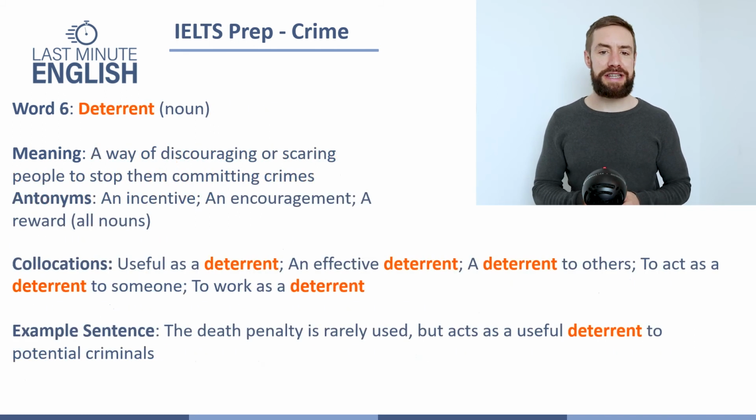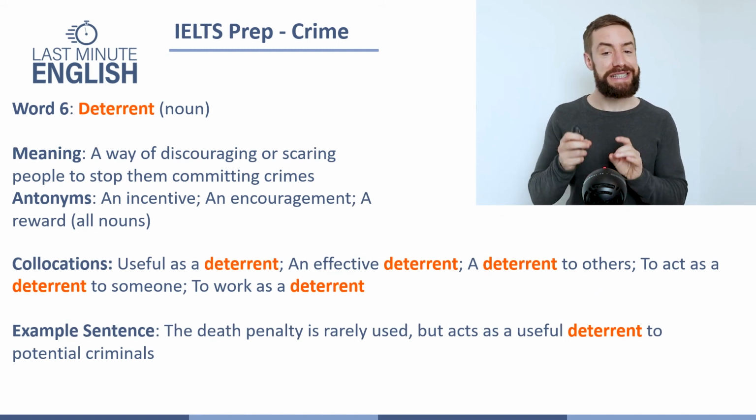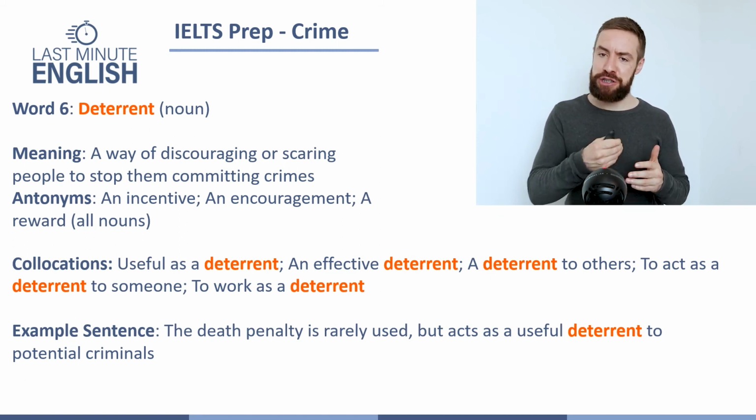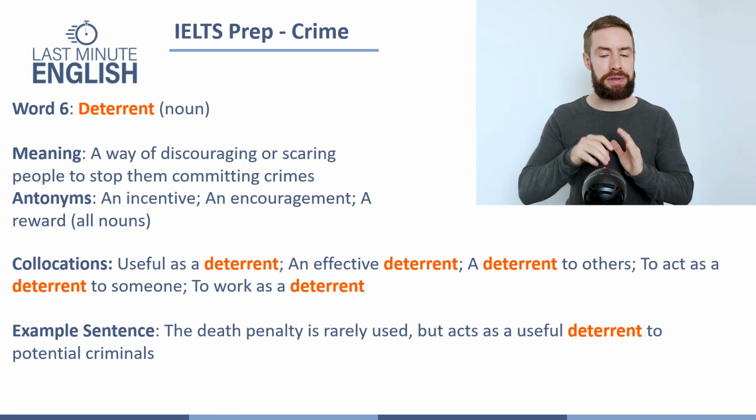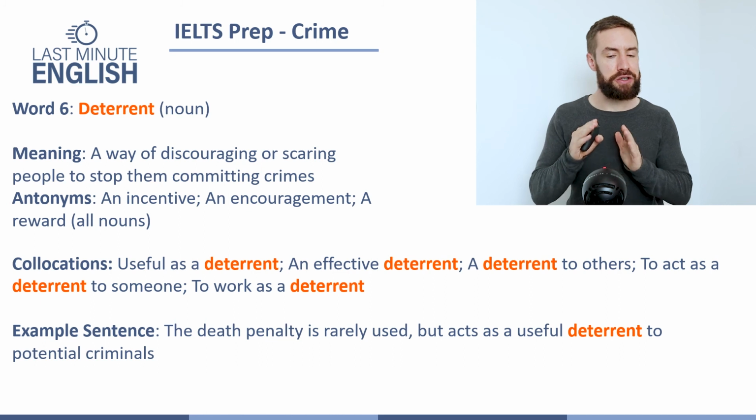Then we move on to 6, which is a deterrent. So the correct answer was deterrent. So something is useful as a deterrent, it's an effective deterrent, and some people say that the death penalty can act as a deterrent. It stops people deciding to commit a crime.